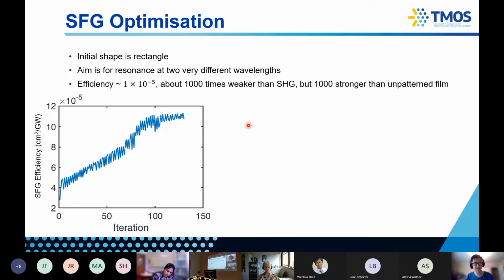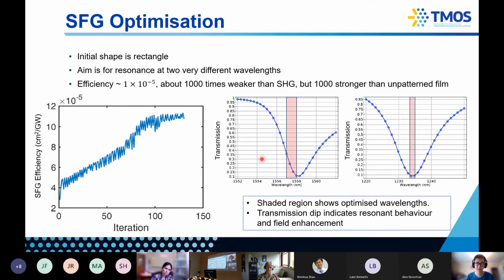However, we're most interested in SFG, which is the general case for any 2 wavelengths to mix. The aim is obviously to have resonance at 2 very different wavelengths. And the efficiency that we were able to achieve was about 10 to the minus 5. This is about 1,000 times weaker than SHG for the added difficulty, but still about 1,000 times stronger than an unpatterned film. And you can clearly see that the optimization tends towards having a resonance at the selected wavelengths.